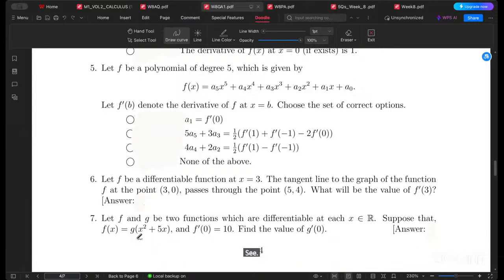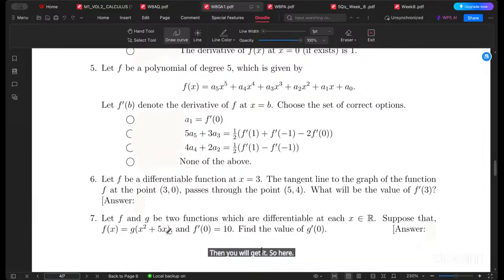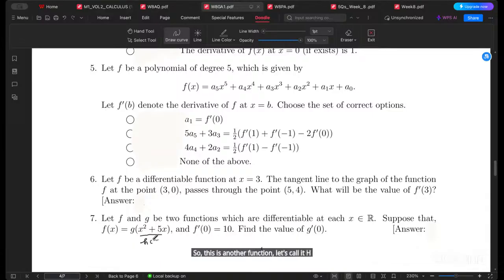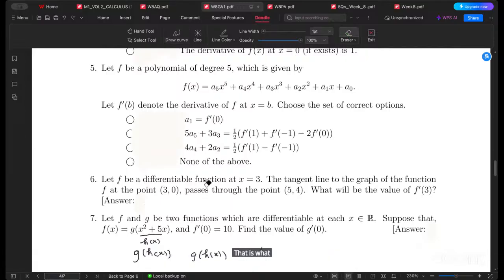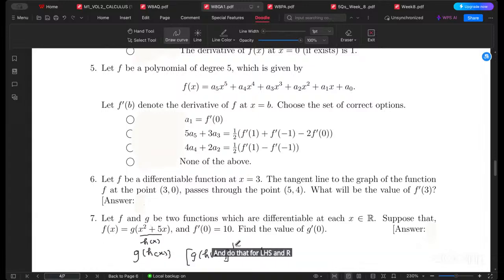See, here this is basically the chain rule only. You just have to apply the chain rule, then you will get it. So here this is the composition of functions property you are using. So this is another function, let's call it h of x. So you have g of h of x. How will you calculate the derivative of g of h of x? What is the formula? Do you know or not? What is the formula for the derivative of this? You apply it and do that for LHS and RHS. Use the given values, you will get it. Okay.